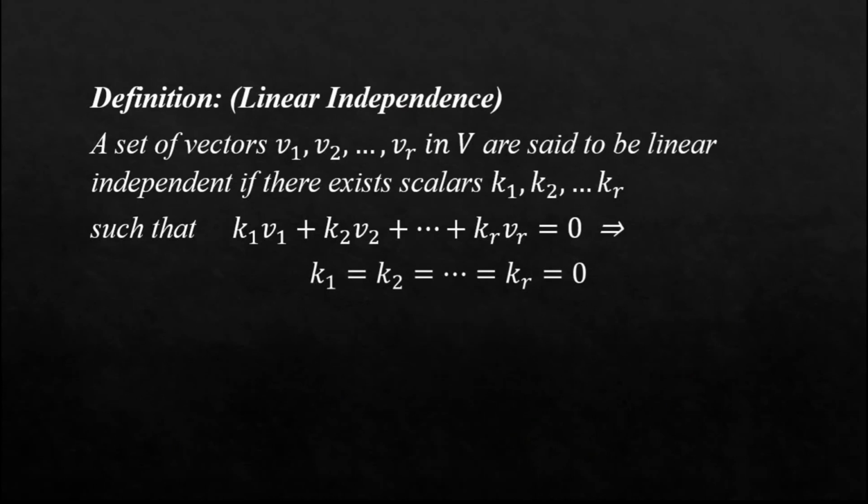So now, the definition for linear independence. The definition is very similar. The conclusions are different. A set of vectors v1 to v sub r in a vector space V are said to be linearly independent if there exist scalars k1, k2, and so on to k sub r, such that the linear combination of the vectors with these scalars equal to 0 implies that all of the scalars are equal to 0. Here we get linear independence. Getting those scalars to be 0 means that each vector basically exists on its own. I cannot write a vector as a linear combination of the others.